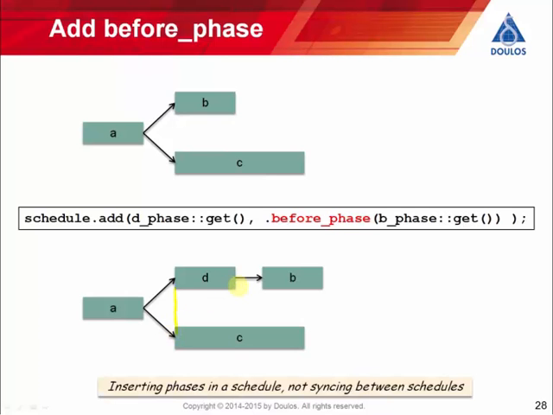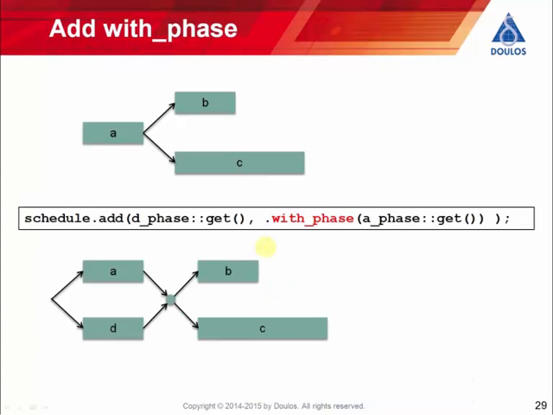The end of the D phase is totally unsynchronized with respect to C, but it does immediately precede the B phase. And notice that what we're doing here is inserting phases into a schedule. This is not the same thing as synchronizing phases between schedules. So we've looked at after and before. There's a third argument we can use, that's with phase.